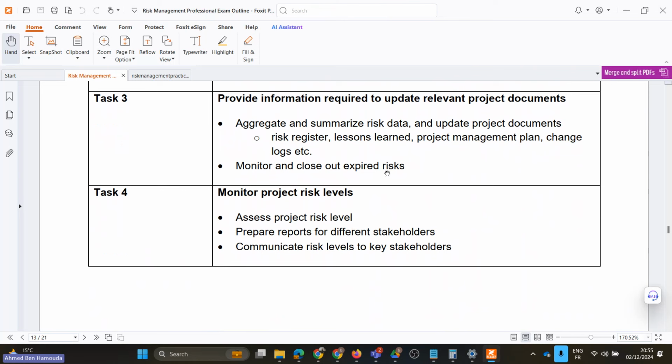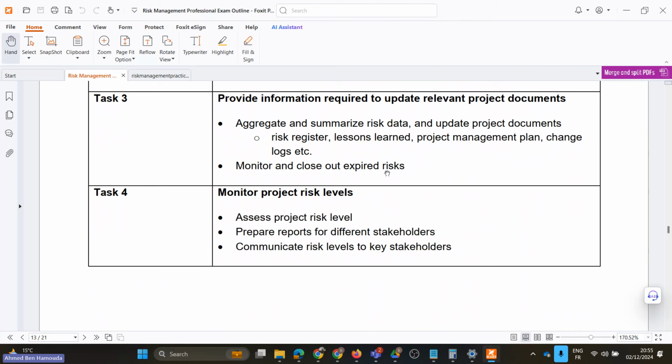Task three in this last domain in the exam is about updating the project documents, like aggregating and summarizing the risk data in the risk register and the lessons learned. It is very important to keep up this practice of updating the lessons learned, the project management plans, any change logs, and also to relate or link the different risks with their impacts on the business realization plan, for example.